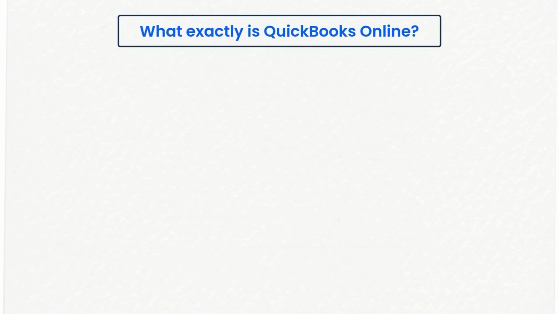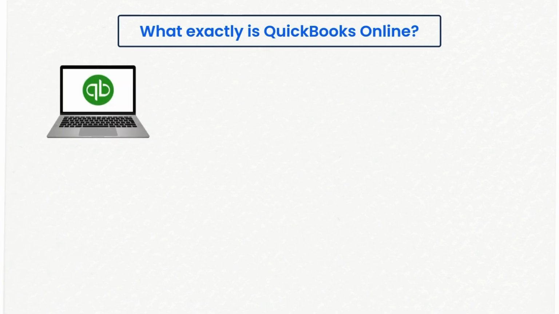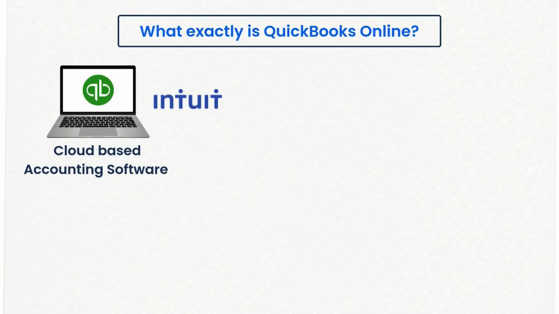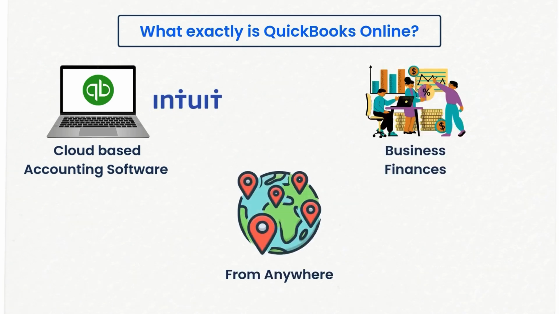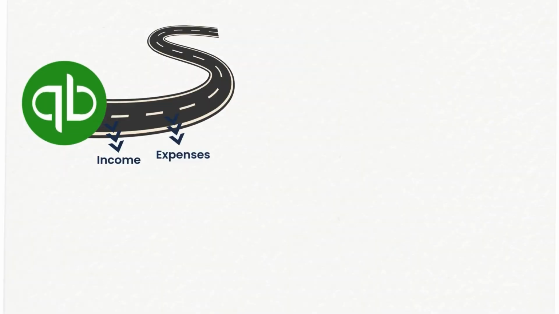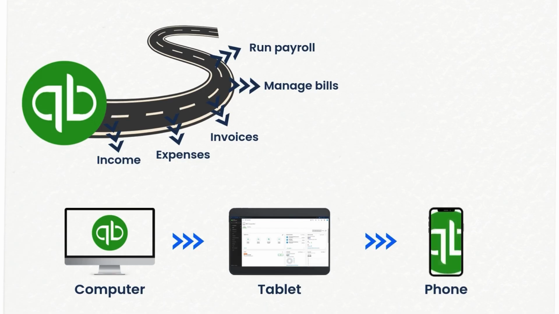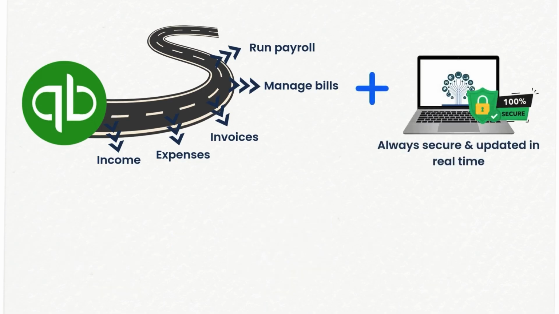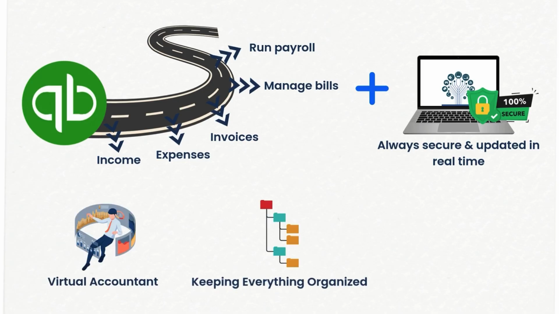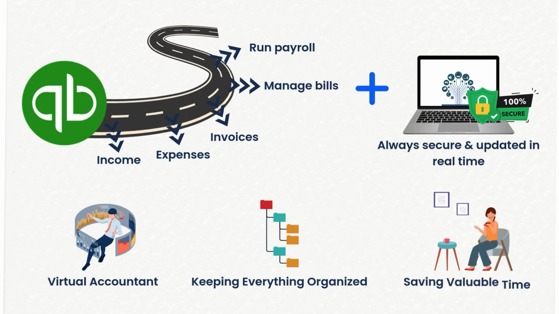First of all, what exactly is QuickBooks Online? QuickBooks Online, often called QBO, is cloud-based accounting software developed by Intuit. It's a powerful tool for managing your business finances from anywhere. With QuickBooks Online, you can track income and expenses, create and send invoices, manage bills, and even run payroll, all from your computer, tablet, or smartphone. Since it's cloud-based, your data is securely stored online and updates in real time, ensuring you always have the most up-to-date information about your business. Think of it as your virtual accountant, keeping everything organized, simplifying tax preparation, and saving your valuable time.